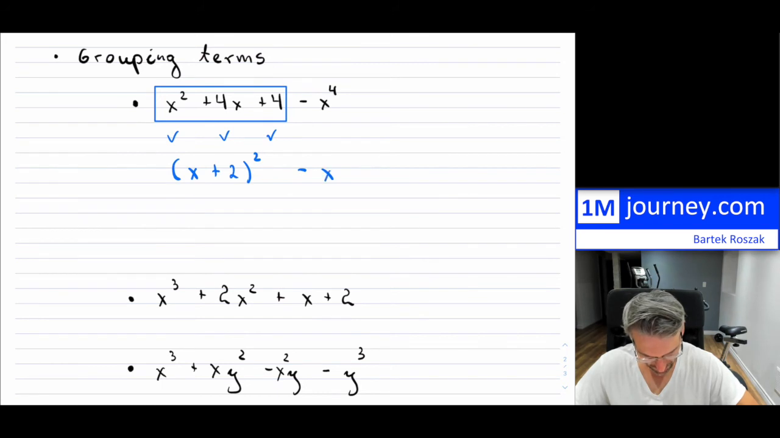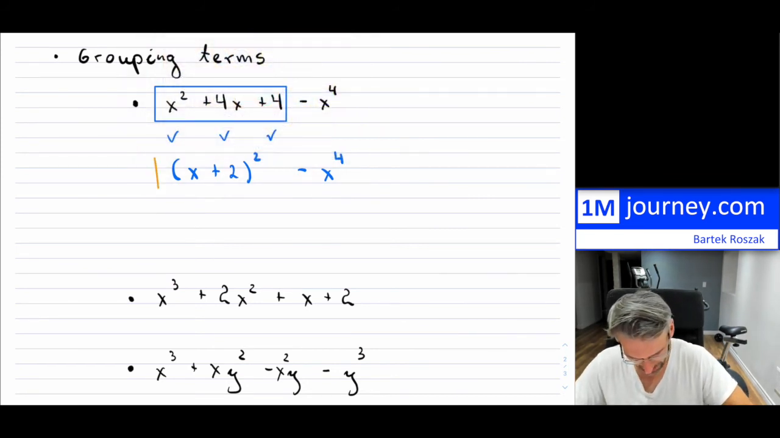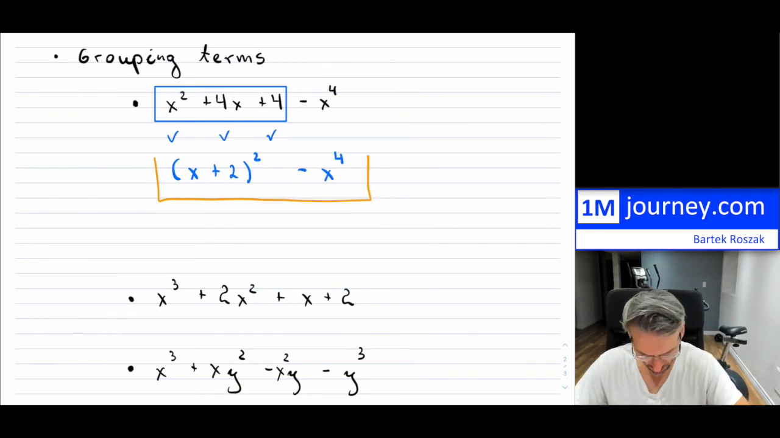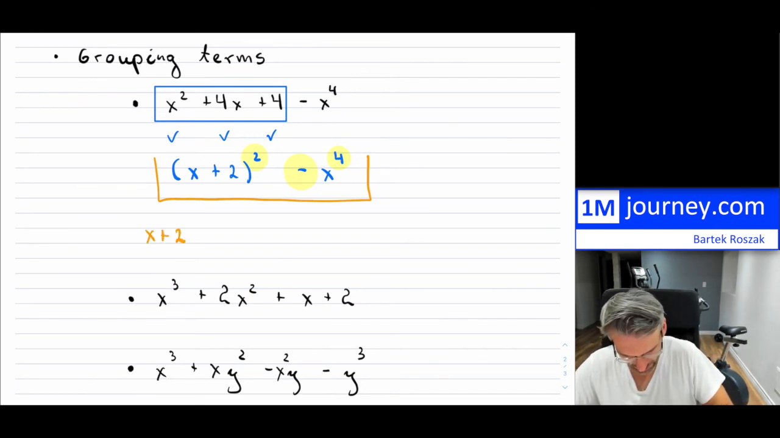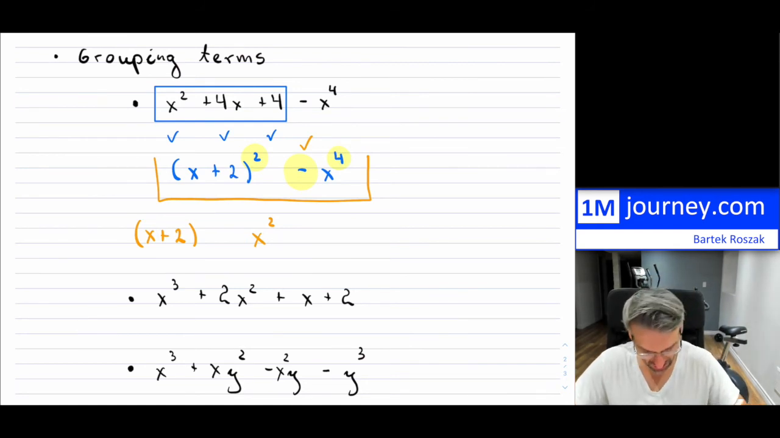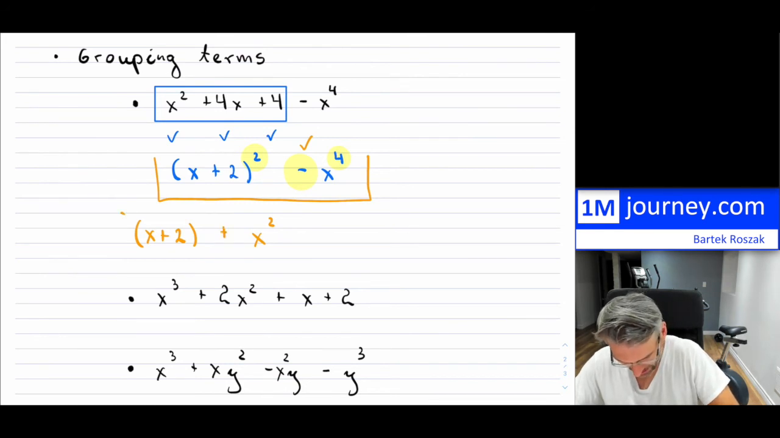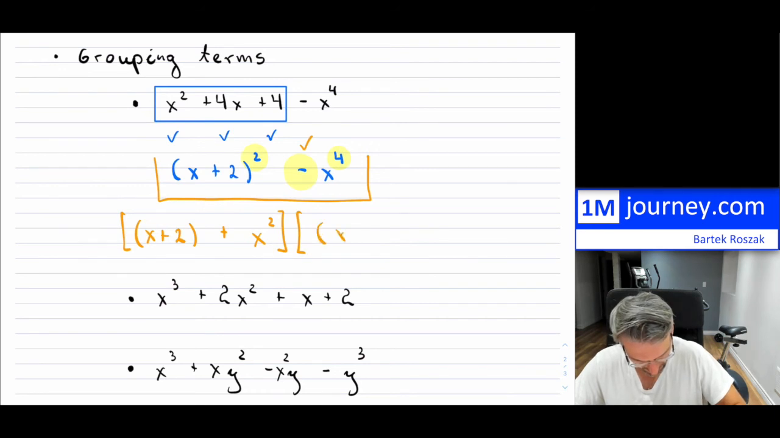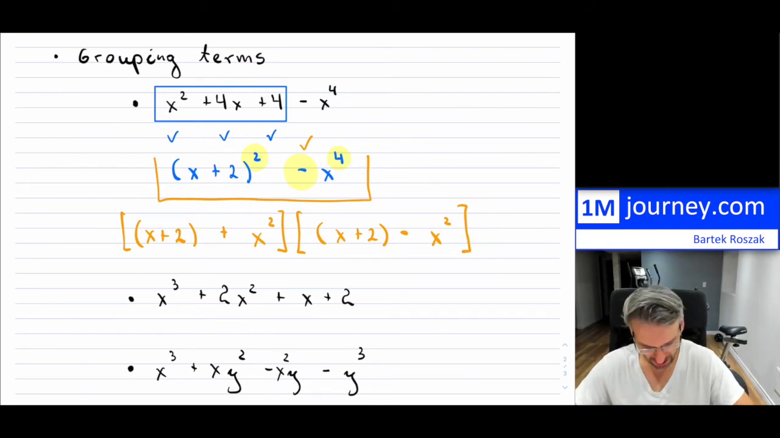Now that of course still leaves me with this, but now I notice, and again this is just experience, wait a minute, I have a negative here, this is squared, and this is to the 4th. If I take the square root of this, I'm going to have x plus 2, that's the first one, and then the square root of x to the 4, which is nothing else but x squared. And because I have the negative, that's just difference of squares. So I can change this back into a difference of squares. This will be (x plus 2 minus x squared), and that's how we could factor this entire expression.